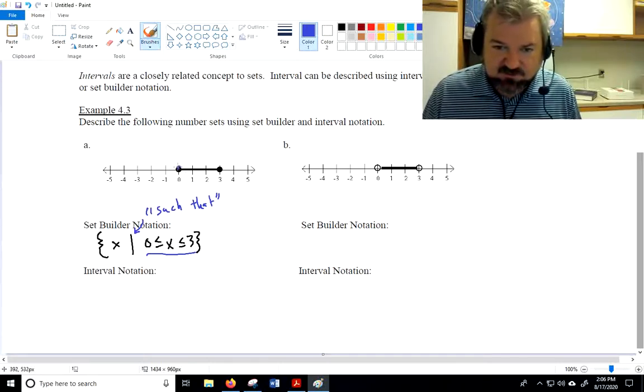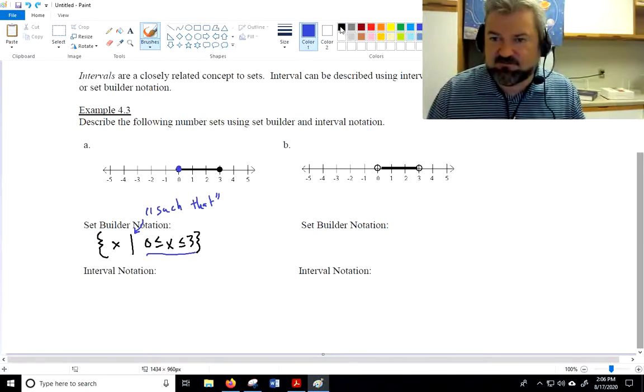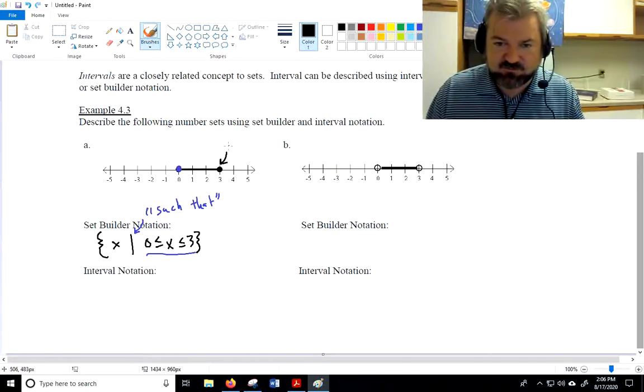Notice this colored in circle here is saying that 0 is included. That's why I have the bar underneath, okay? That's why I have less than or equal to. Now let's do interval notation. Well, with interval notation, when we have a closed endpoint, which is what we call that closed, all right?